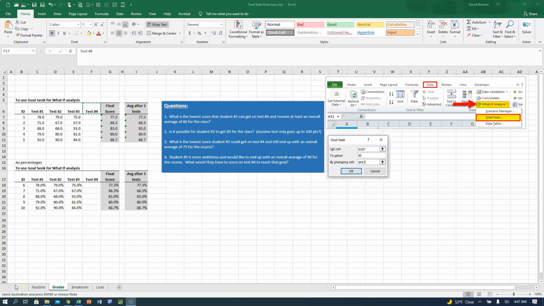Hi everyone. Wanted to walk you through this goal seek exercise and how to do it.